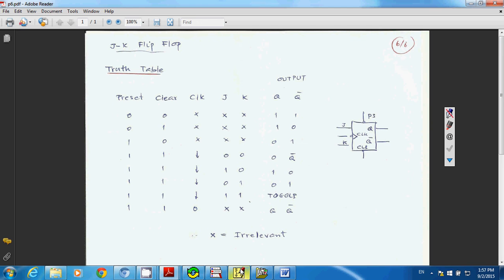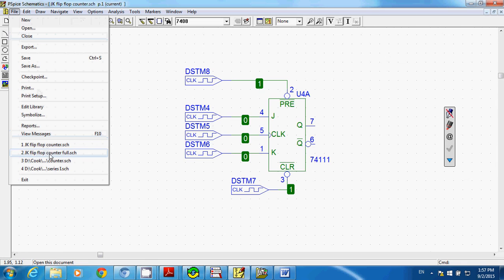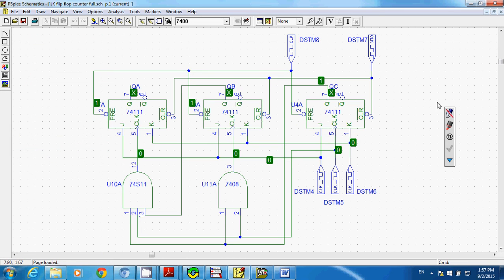Okay, this is just the idea of how to design your counter. And then I'm not sure if I have explained before the JK flip-flop and designing the circuit by using PSpice here, and I also have the complete circuit for the counter. I will explain to you in the next YouTube video.